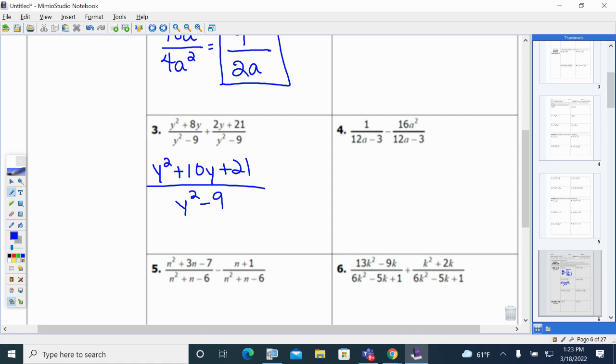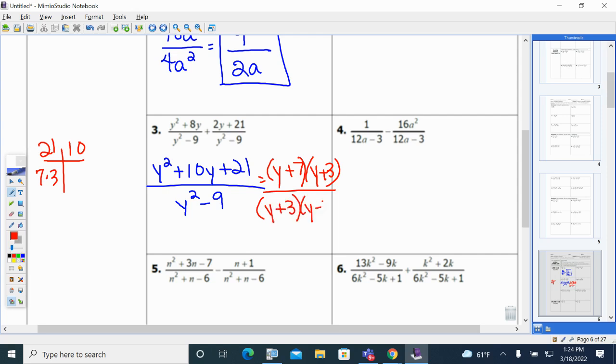Now what we want to do is factor. To simplify this, we have to factor. So in the numerator, y squared plus 10y plus 21, two numbers that multiply to give us 21 and add to give you 10 are 7 and 3. So the top is going to factor into y plus 7 and y plus 3. And the denominator is going to factor into y plus 3 and y minus 3.